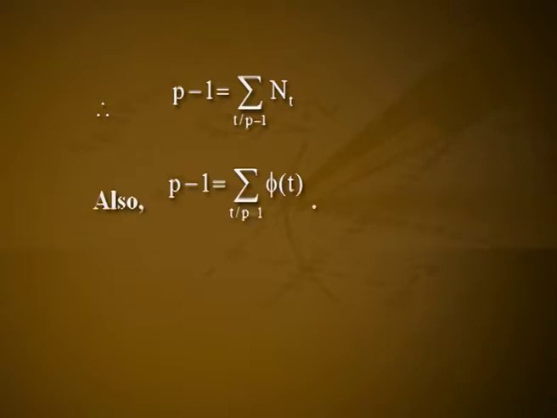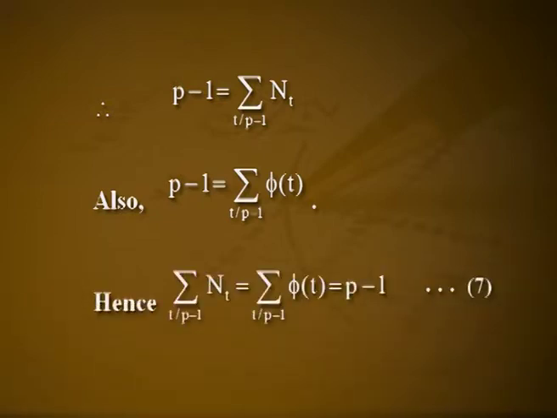p minus 1 is equal to the sum over t dividing p minus 1 of n_t. Also, p minus 1 is equal to the sum over t dividing p minus 1 of phi of t. Hence, the sum of n_t is equal to the sum of phi of t, which is equal to p minus 1. Equation number 7. If n_t is greater than 0, then by above n_t is equal to phi of t. Otherwise, n_t is less than or equal to phi of t. Combining with 7, we get phi of t is equal to n_t for every t.